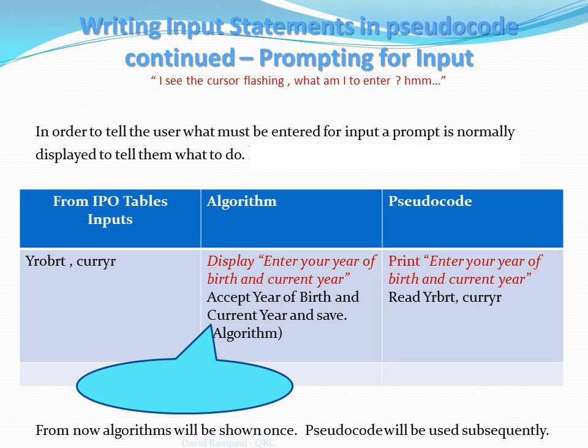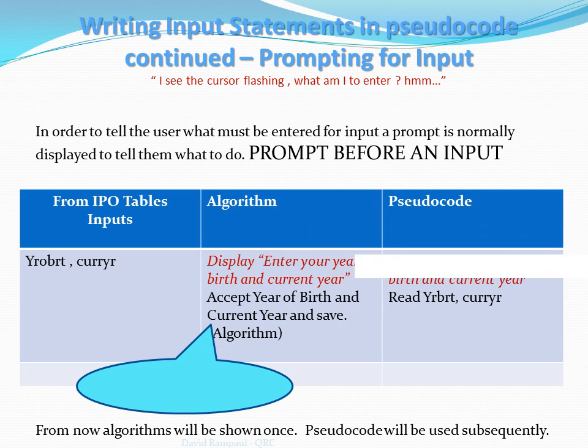What you will see from now on is that I am saying to you, every input should have a matching prompt. In order to tell the user what must be entered for input, a prompt is normally displayed to tell them what to do. So, prompt before an input is done. So let us look at this case. Again, year of birth and current year was from the IPO table that we identified.